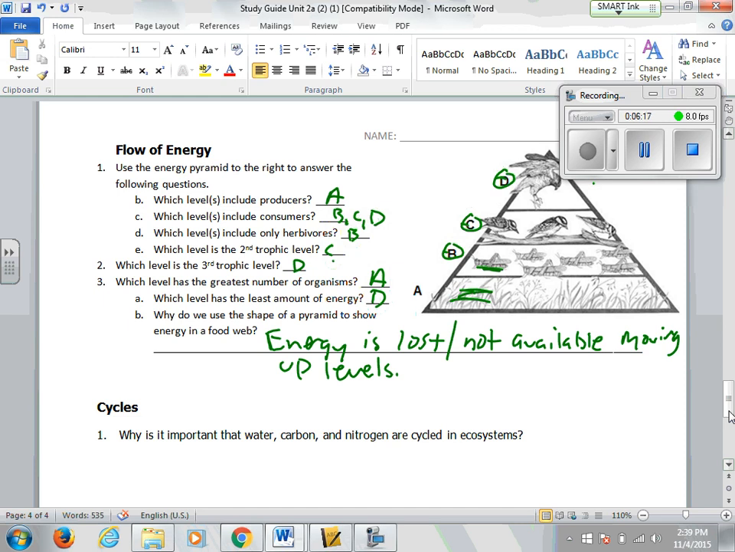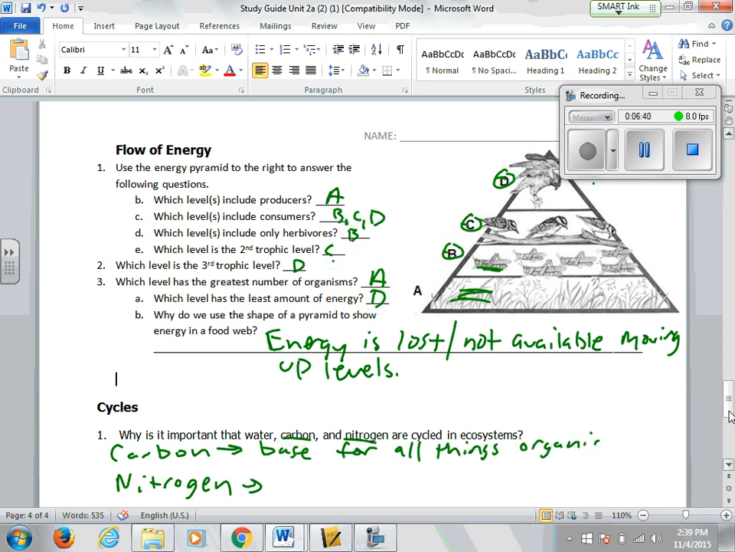So we're looking at cycles, moving on to cycles, because all of this wouldn't happen if we didn't have cycles that were recycled into the planet. But the two that you'll need to really worry about are carbon and nitrogen. Carbon is the base for all things considered organic.